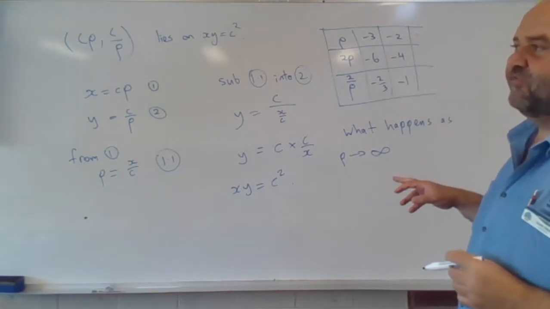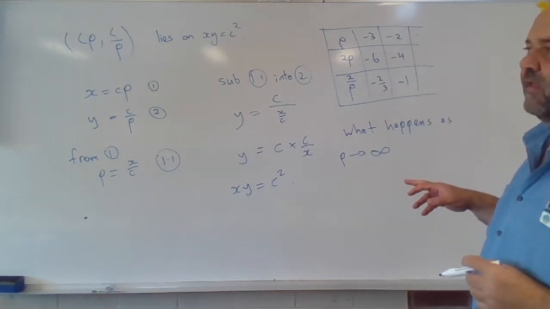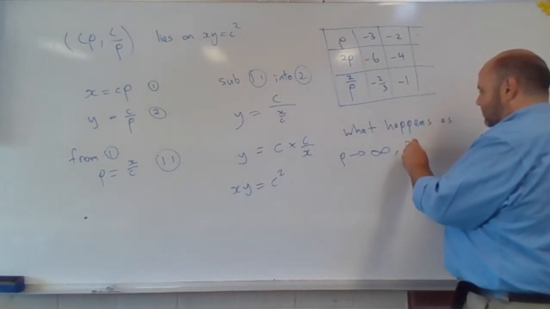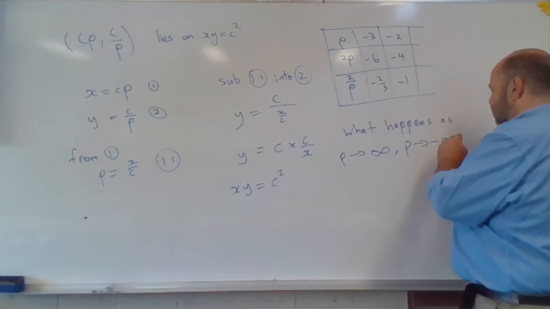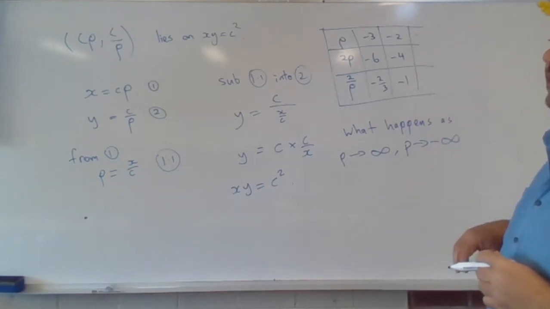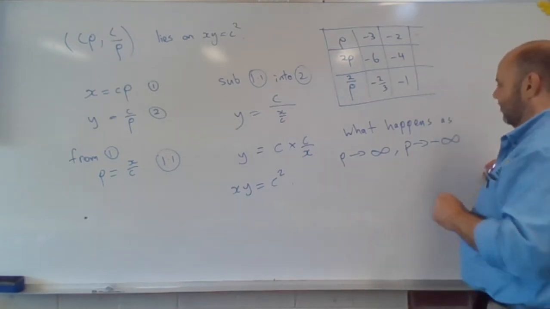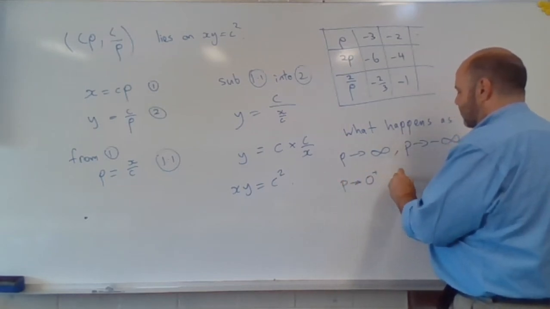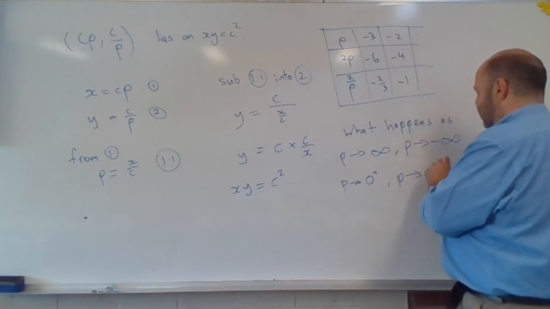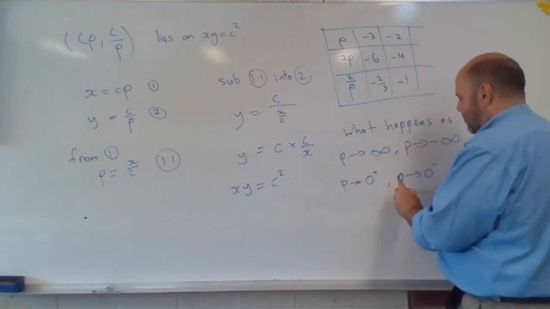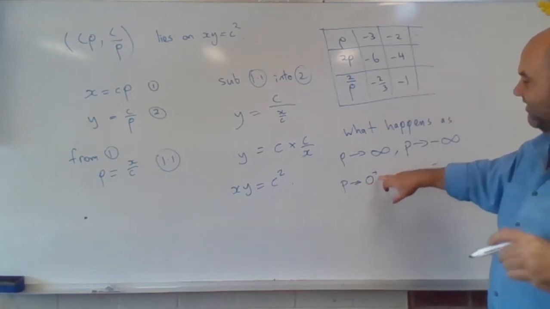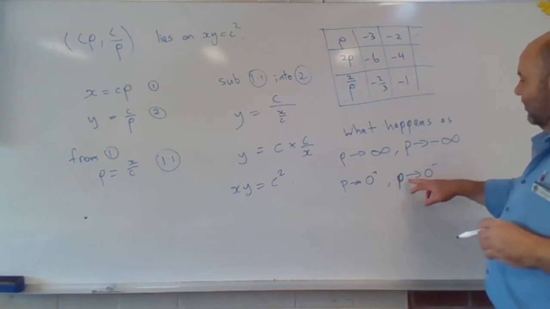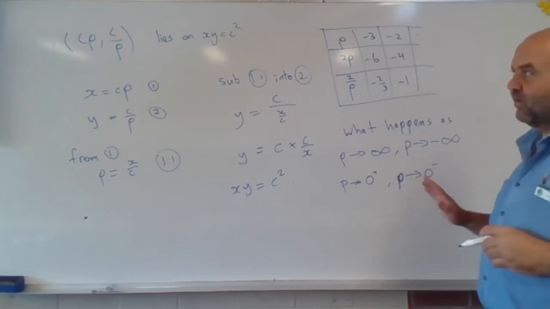What happens as p approaches infinity or negative infinity, or 0 from above or 0 from below? So this notation, p approaches 0 with a plus sign, means that p gets closer to 0 from above, and p with a minus sign, p gets close to 0 from below.